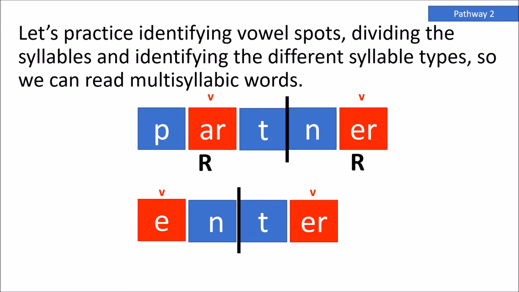Now it's time to identify the syllable types. The first syllable has the vowel E and it is closed in by the consonant N. Therefore, this is a closed syllable. In closed syllables, the vowel makes the short vowel sound. So the first syllable would be pronounced en. The second syllable contains the R-controlled vowel ER, which says /er/. Therefore, this would be an R-controlled syllable, and I would pronounce the second syllable ter. If I put these two syllables together, I would read enter, enter.